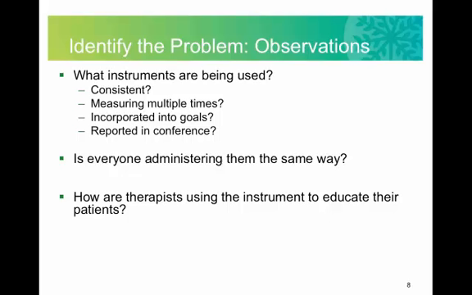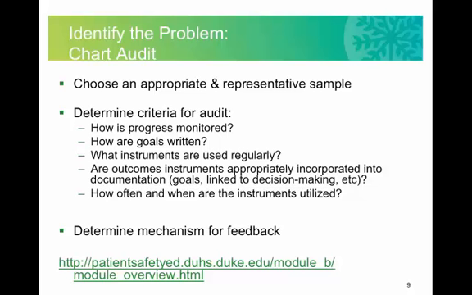Here is an example checklist, including how the information that is collected is utilized for clinical decision-making, how frequently the measurements are performed, and how measurement is included in patient education. A chart audit could also be performed to identify current measurement practices. Many clinics already perform chart audits for quality improvement. In this case, you would just need to add some components related to measurement.